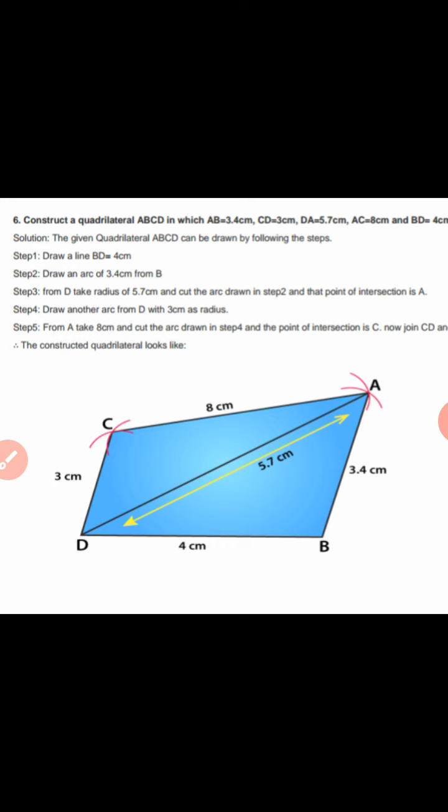So in this way you have to do all the questions in this exercise. After completing this exercise we have to start the next exercise also. In this you have to use your geometrical apparatus, as well as your pencil and scale. So please complete this exercise.